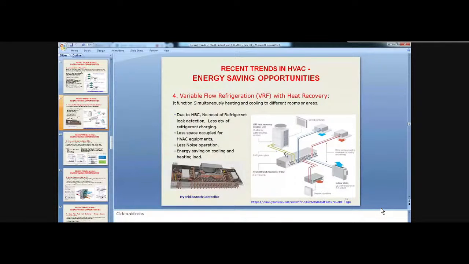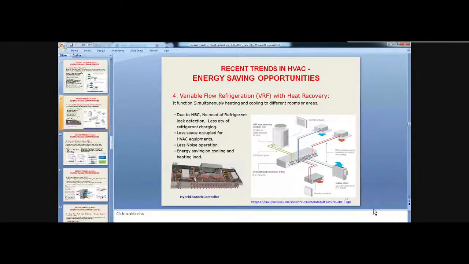In this VRF heat recovery, you can see there are multiple indoor units. The blue shows that cooling is happening, and this is where heating is happening, but it's all connected with the hybrid branch controller. It is connected to a branch controller.